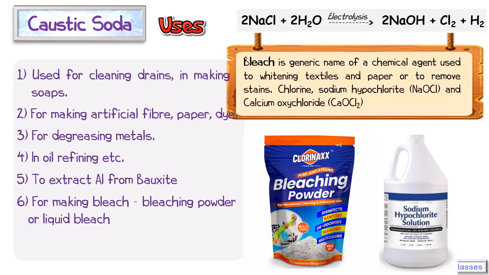Now from caustic soda we can get NaOCl, that is liquid bleach, and we can get CaOCl2, that is your bleaching powder. So we'll see these products also. We'll take it under the products which can be obtained by using common salt as a raw material. So the next two products which we'll discuss are bleaching powder and liquid bleach.